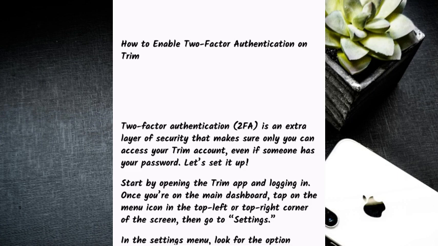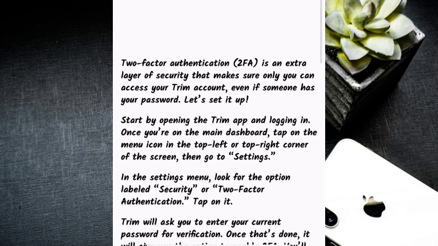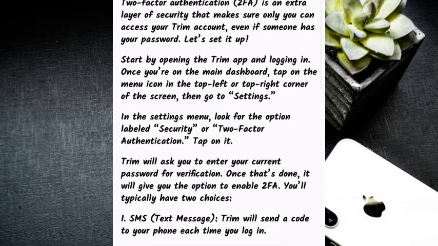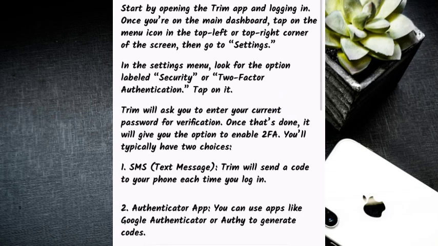So, let's get started. Start by opening the Trim app and logging in. Once you're on the main dashboard, tap on the menu icon that's in the top left or top right corner of the screen and then go to Settings. In the Settings menu, look for the option labeled Security or Two-Factor Authentication and then tap on it. Trim will ask you to enter your current password for verification.